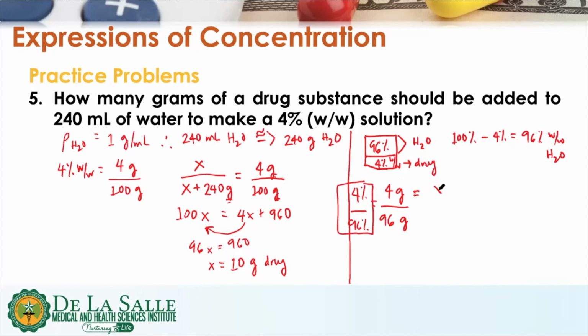So to be able to determine the value of X, or the amount of the drug that will be added to 240 grams. Okay, so again, remember that the density of water is 1 gram per ml. So 240 milliliters of water will be equivalent to 240 grams. We can determine the value of X, which is also 10 grams.